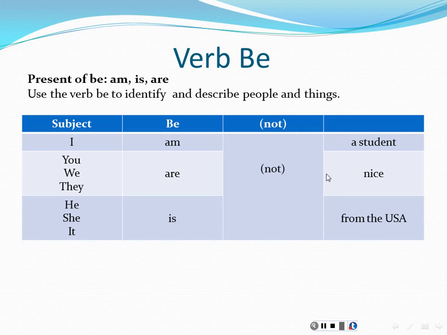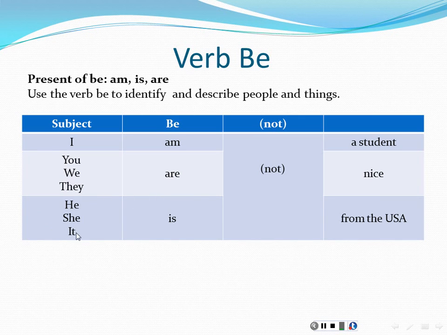If someone is not nice, we say you are not nice, and we add the not in this place again. You are not nice. We, if we are talking about a group. First person, plural. We are nice. They are nice. Again, if we want to make it negative, we are not nice. They are not nice.